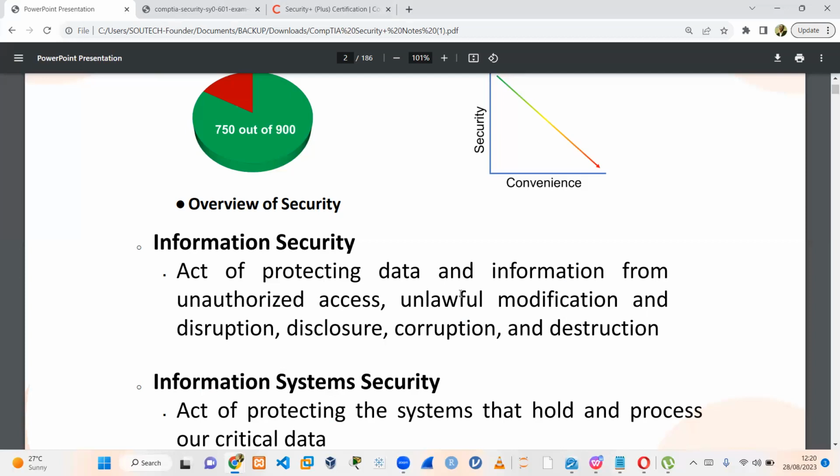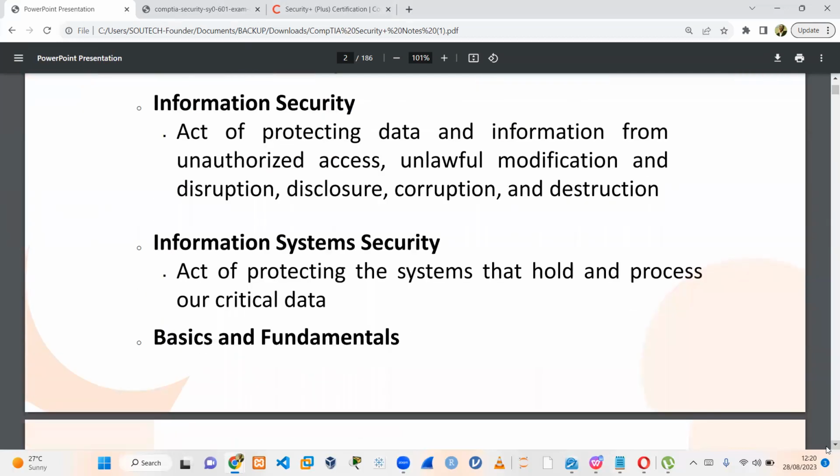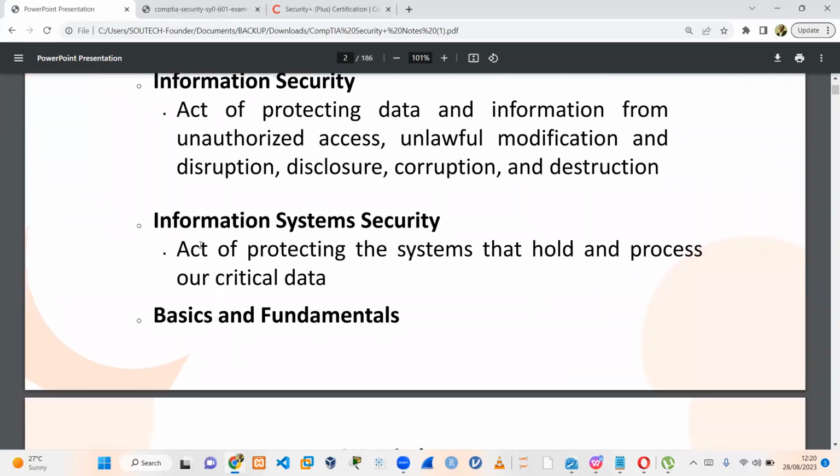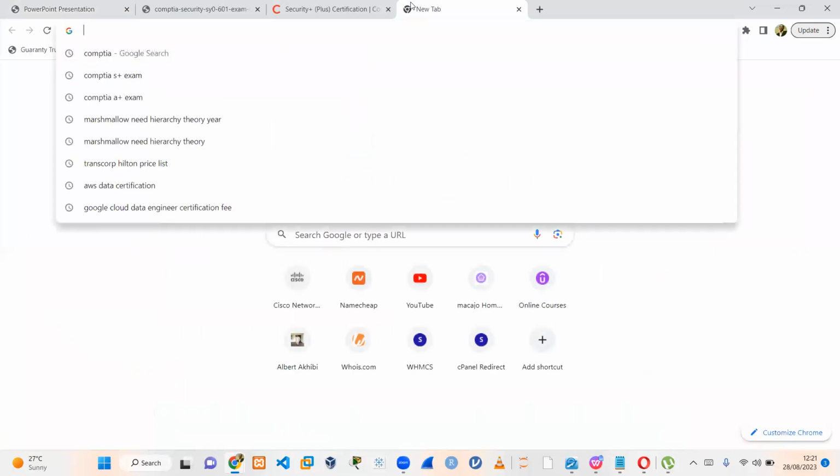So in summary, we can say we want to make sure that there is business continuity. Anything that is going to hamper our continuous processes, we want to make sure that we don't allow that to happen. So it is also an act of protecting the system that holds and processes our critical data. You should know that data goes through several stages, right from data being stored, data being processed, data being collected, data being transferred. These are like the life cycle of data.